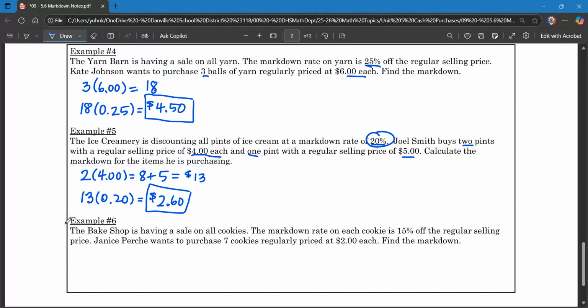All right, last example, number 6, the bake shop is having a sale on all cookies. The markdown rate on each cookie is 15% off the regular selling price. Janice Perch wants to purchase 7 cookies, regularly priced at $2 each. Find the markdown. All right, she's buying 7 cookies, $2 each, so I need to do 7 times $2 to get $14. And everything is 15% off, so I need to do 14 times 0.15. This gives me a total markdown of $2.10.